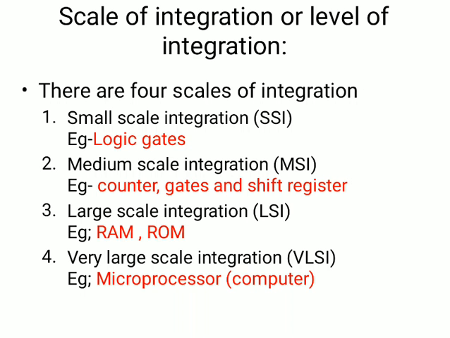First one is small scale integration, so the logic gates are the best example. Then the medium scale integration, MSI: counters, gates and shift registers. Then the large scale integration, that is RAM, ROM. And then the very large scale integration, VLSI, that is the microprocessor. You can see the microprocessor has many functions, but all those functions are integrated on just one single chip, and that chip is responsible for the different functions of our computers.